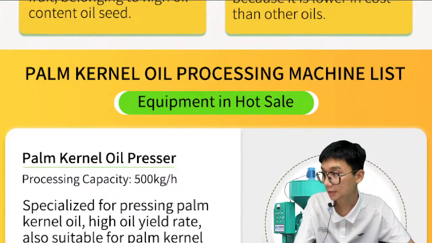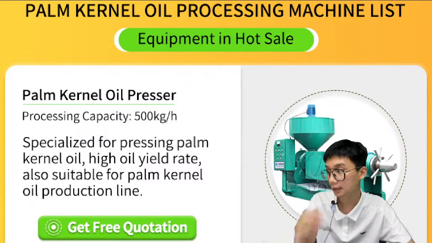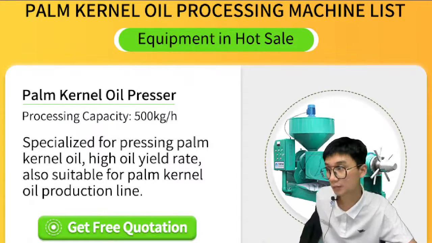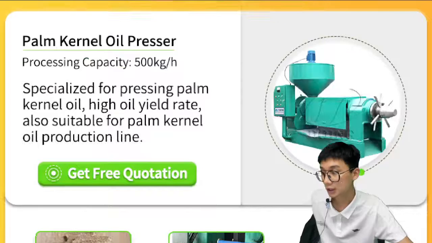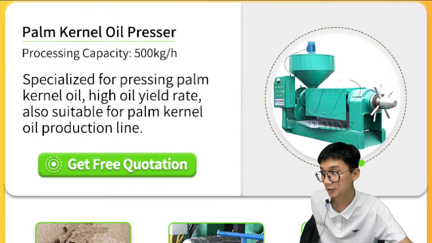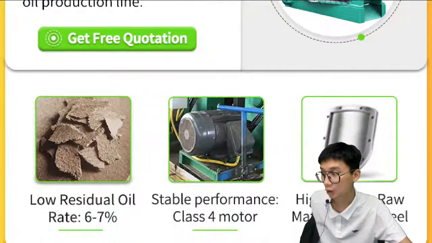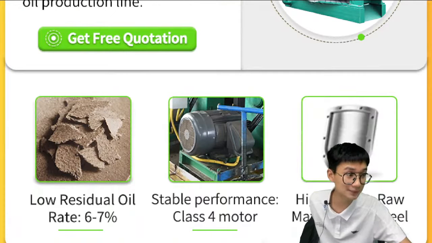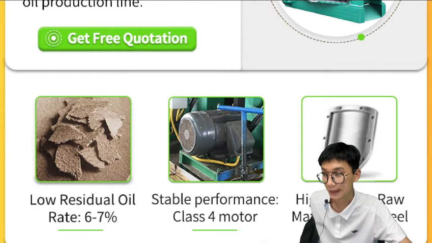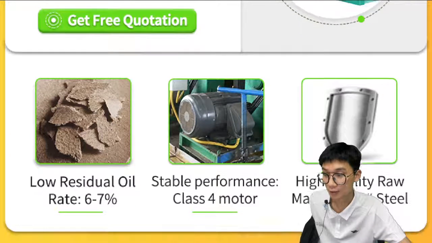And this is our palm kernel oil presser. The capacity differs a lot, from 500 kilograms per hour to bigger, specialized for processing palm kernel oil, with high oil yield rate, and also suitable for a palm kernel oil production line. And it has a low oil residue rate from 6% to 7%. It has stable performance, a class 4 motor, and high quality raw material.